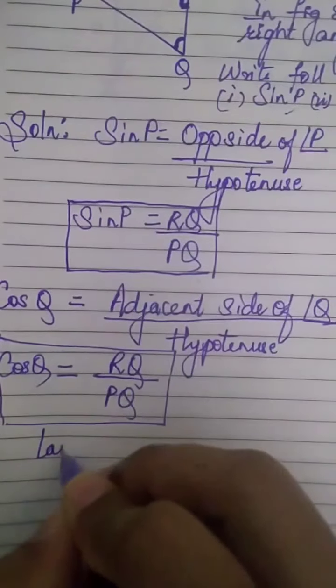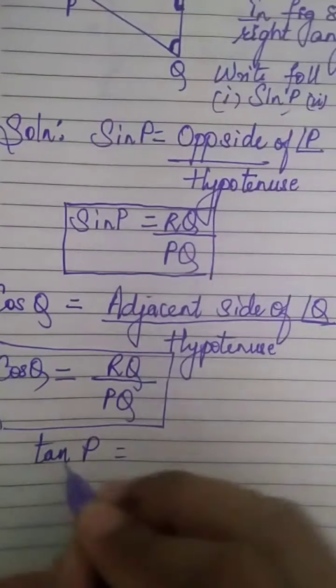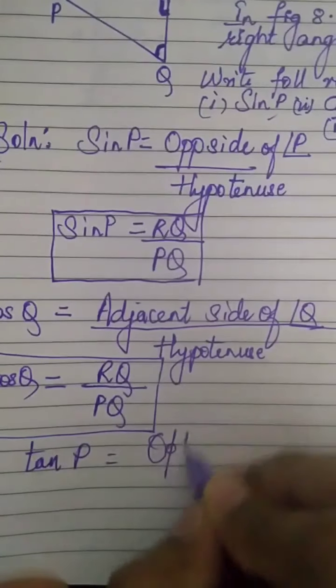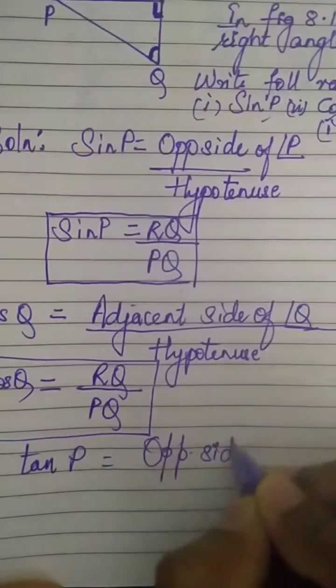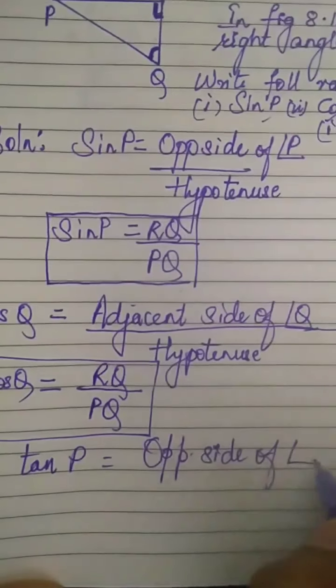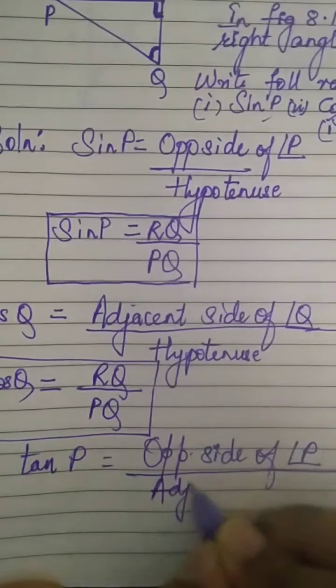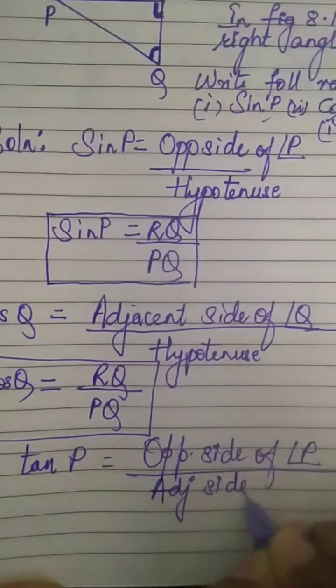Next question is tan P. For tan, the formula is the opposite side of angle P upon the adjacent side of angle P.